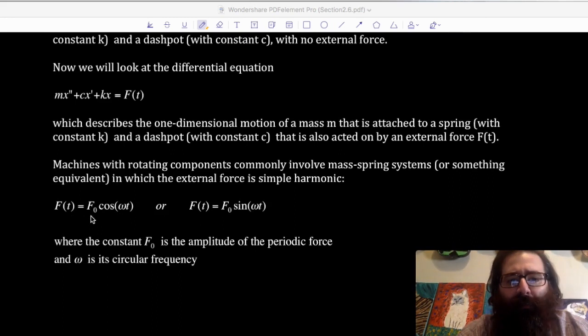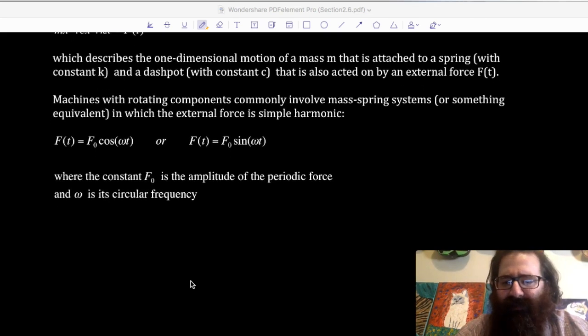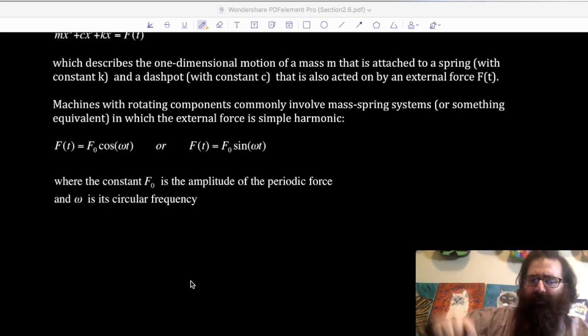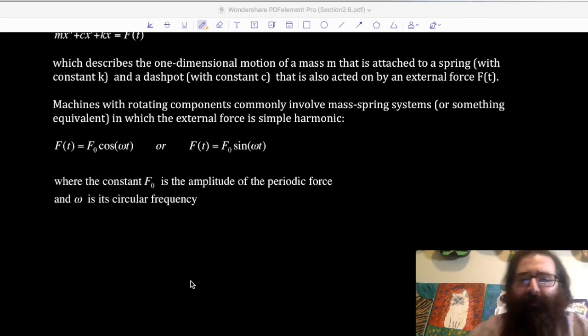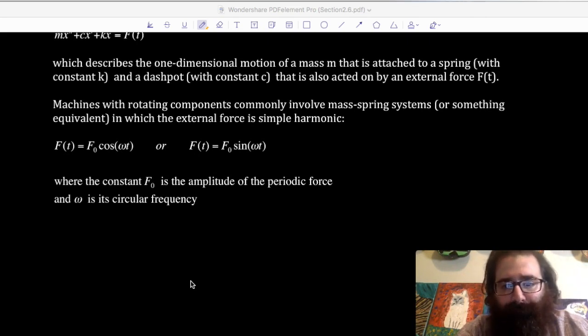And so we'd say, well, if the external force is simple harmonic, that means it must be either some cosine or sine function. So f of t is either f sub 0 times cosine of omega t, or it could be f sub 0 times sine of omega t. Some sinusoidal function, where the constant f sub 0 is the amplitude of the periodic force, and omega is the circular frequency. So we get this idea of machinery with maybe some gear attached to it that's working in this simple harmonic motion as well.